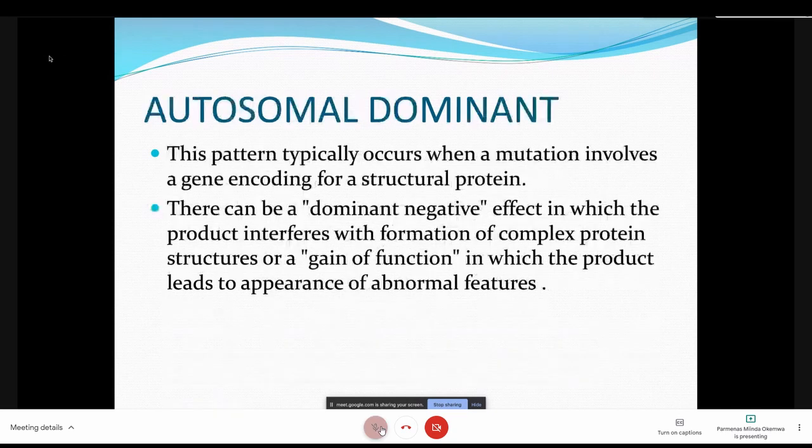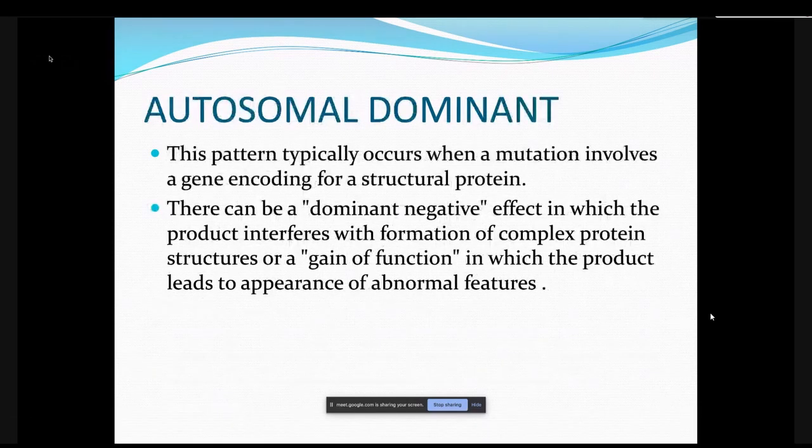So that's an autosomal recessive. An autosomal dominant, this pattern typically occurs when a mutation involves a gene encoding for a structural protein. There can be a dominant negative effect in which the product interferes with formation of a complex protein, or a gain in function, in which the product leads to appearance of abnormal features.